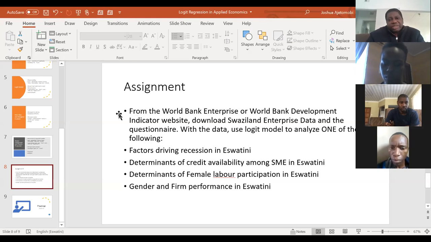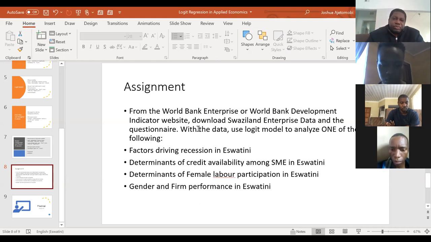I will explain the way to do it. You will have to go to the World Bank Enterprise website, WBE. If you go on Google and type World Bank Enterprise, it's going to take you to the website. Another option is the World Bank Development Indicators website, either of the two, any one of your choice. You can either go to the World Bank Development Indicators website, or I will direct you to how you can extract your variables using R, even without going directly to the website to download. But you can go to the site to download your data.